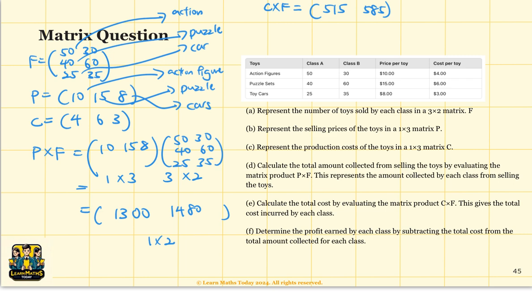Now lastly, you are supposed to find the profit for each class. So now that you have 2 matrices, right? You have the first one that is the amount collected by each class. How about we call this A? And just now we have the cost matrix, which we call G. Just have to find A minus G. And this is just a subtraction of G from A, and you should get 785 here, and then 895.